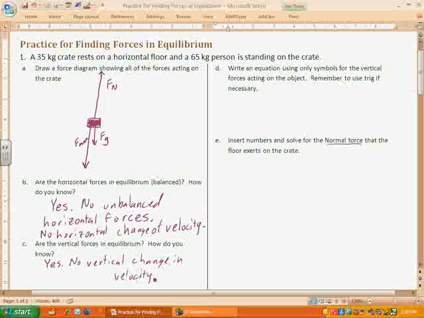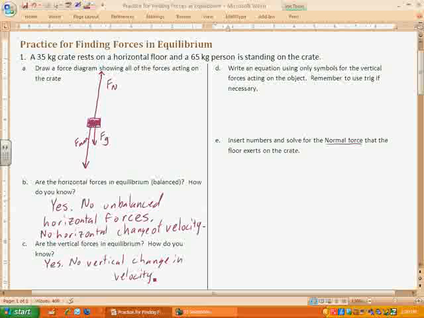Let's go on to D. D says write an equation using only symbols for the vertical forces acting on the object. Remember to use trig if it's necessary, and then use the plus or minus, right? Positives and negatives. Positive for up, negative for down. Please pause the video and work this question out.